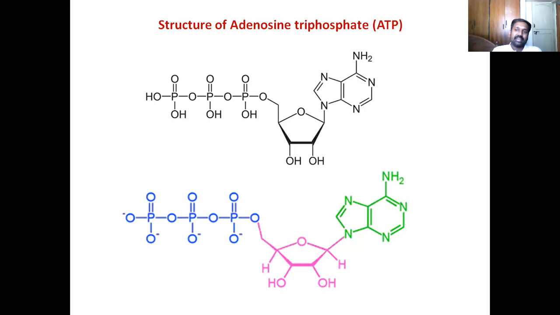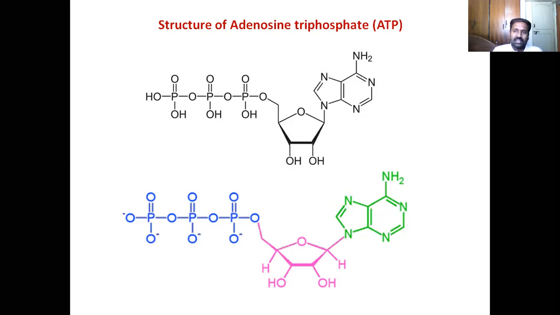Like ATP, you also have GTP, guanosine triphosphate. You have CTP, cytosine triphosphate. Like that, you have five nucleotides: ATP, CTP, GTP, TTP, UTP. This is one nucleotide, adenosine triphosphate. Anyway, they don't come into the picture as energy currency so much. Only ATP comes into the picture as energy currency. So this is what the structure is.